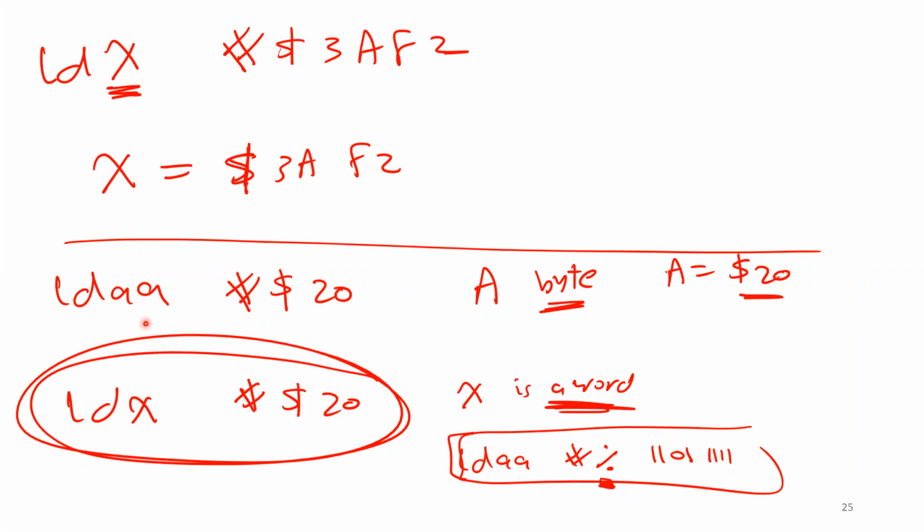Very simple. Load A, this one is gonna work on a byte, because A is a byte. But load X is for a word, because X is a word. So here number 20 is gonna be stored in a byte. But here number 20 is gonna be stored in a word, right? Same thing, you can put percent here. You can put percent and put the number in binary. It's okay.